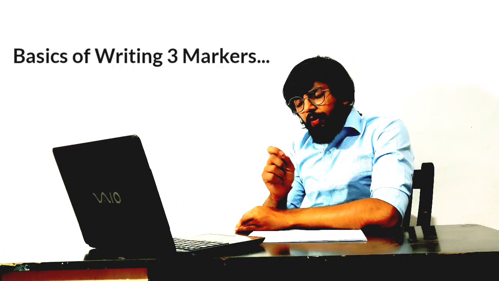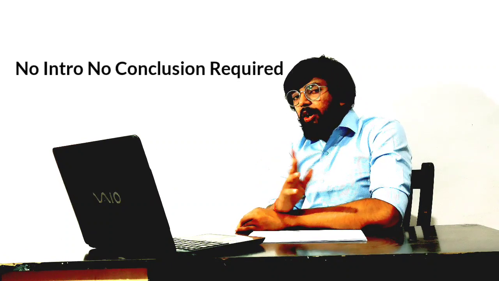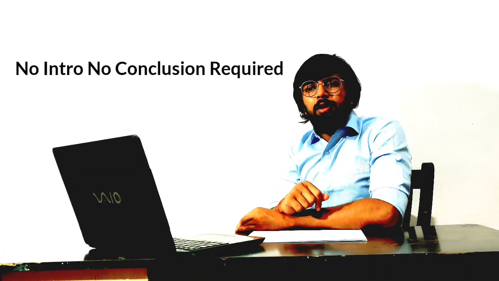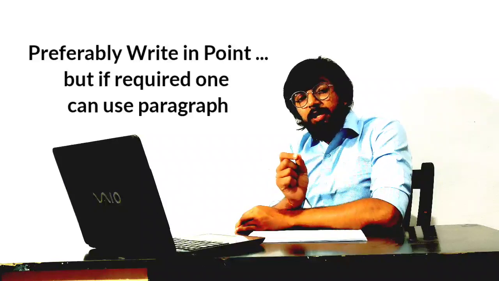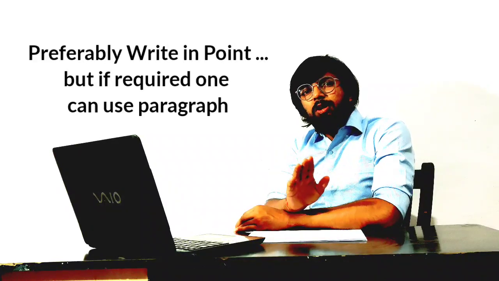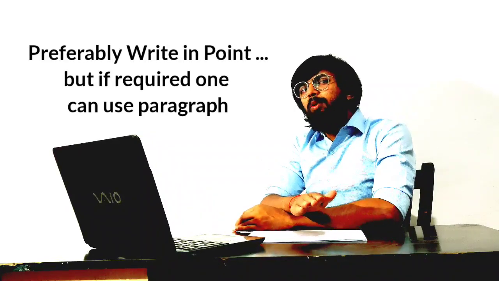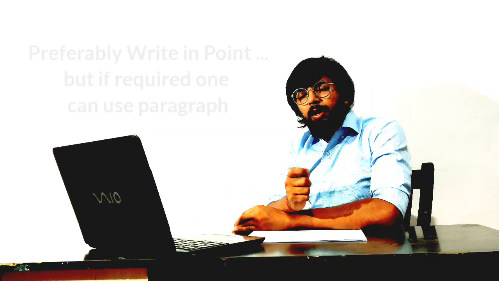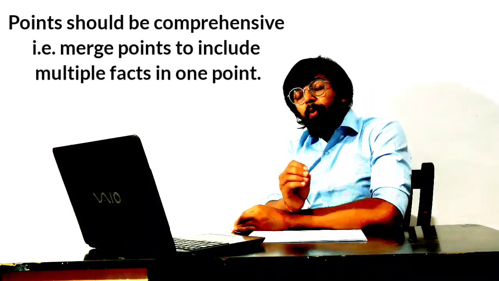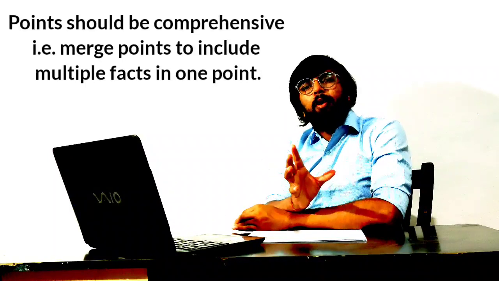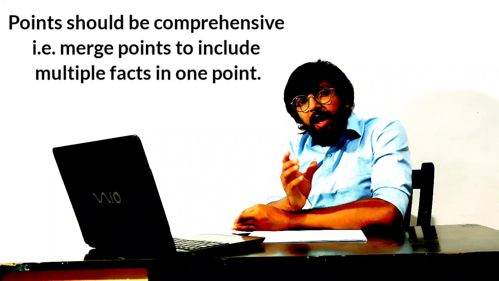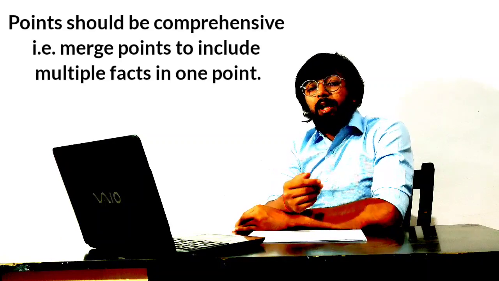So for writing 3 markers, the basics are: first thing is, there is no intro and no conclusion in a 3 marker question. Second thing, preferably write in points. I would say preferably write in points. If not possible, then you can move on to paragraph. Okay. The third thing is, points should be comprehensive. That is, mingle up or merge 2 to 3 facts in a single point. That is what the 3 marker requires actually.